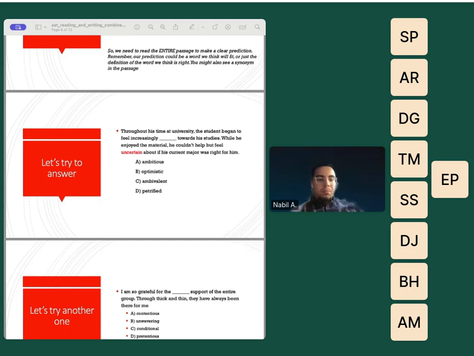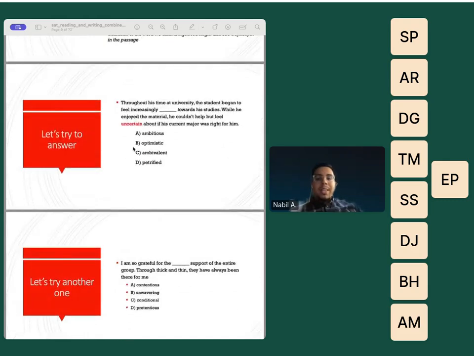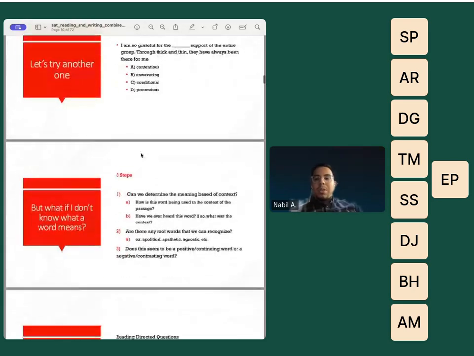Yeah, awesome. Yeah, that is exactly the definition of ambivalent. So we're basically uncertain, unsure, with ambivalent. So that's really good. That really ties in with our prediction word. And D, petrified. That just means scared. Okay. Some students also don't know this word as well.